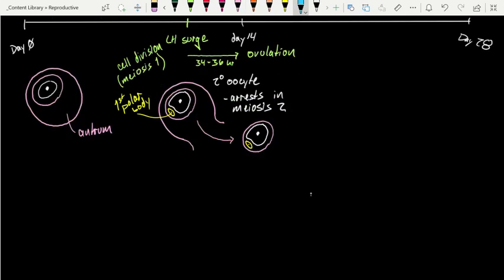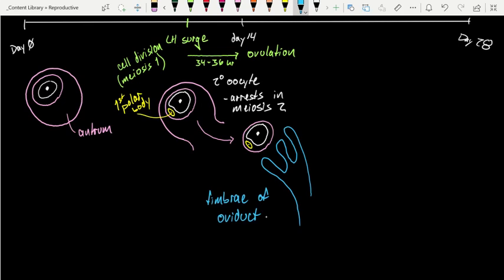Now, if we follow that, the fimbriae of the oviduct, through peristaltic wave-like movements, will literally scrape that oocyte surrounded by the cumulus oophorus off the surface of the ovary and pull it into the ampulla of the fallopian tube, where fertilization is likely to take place.